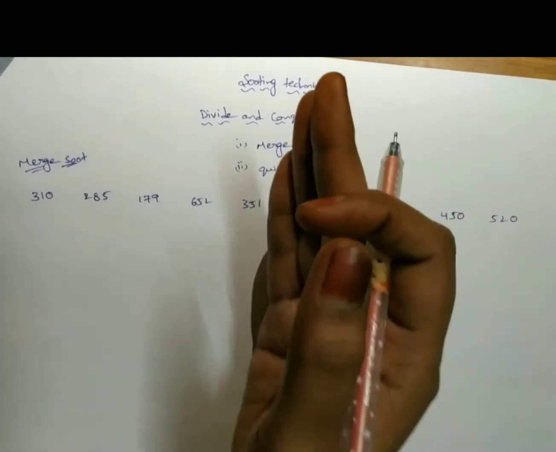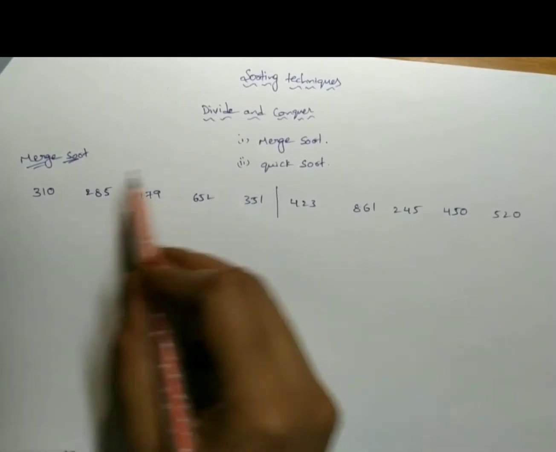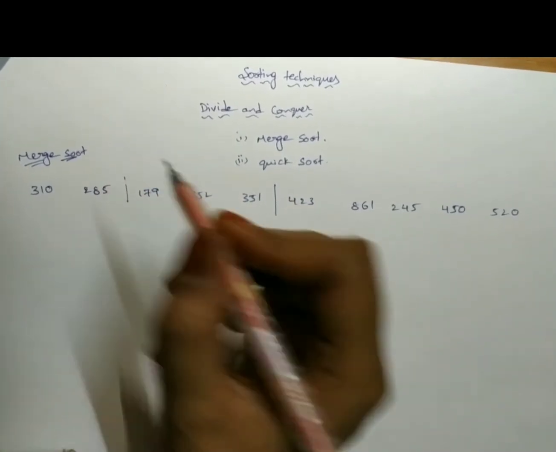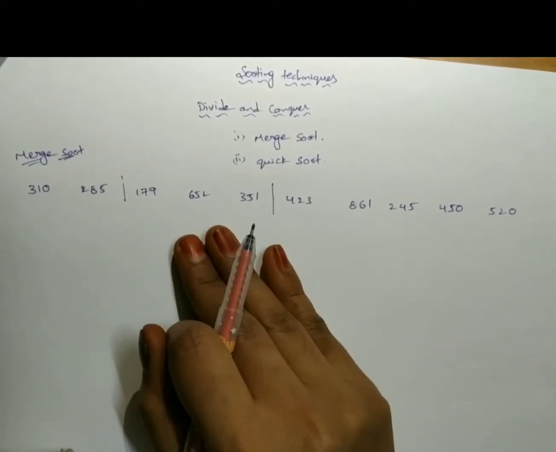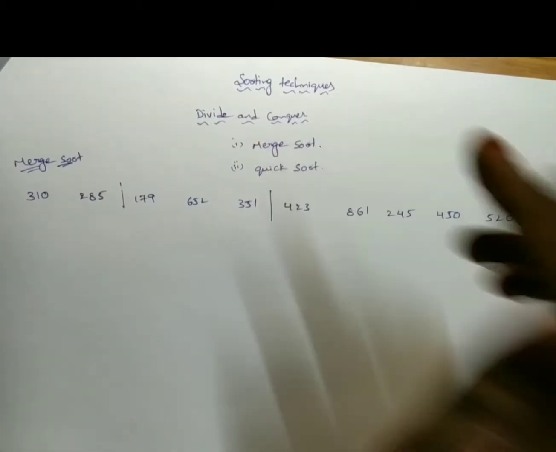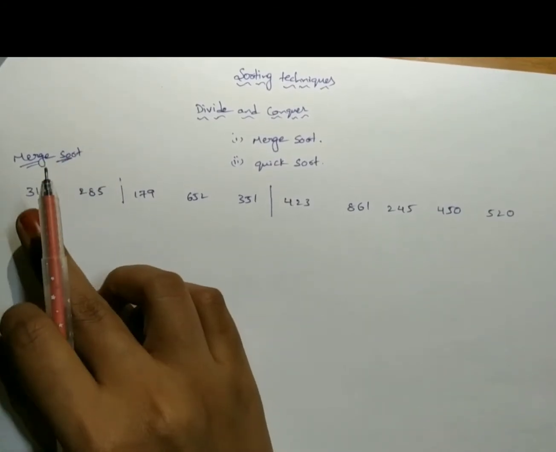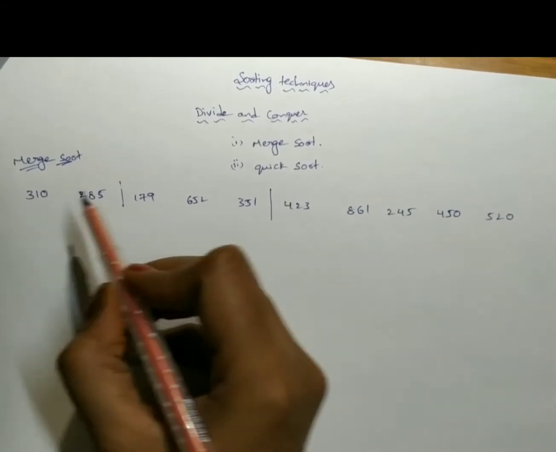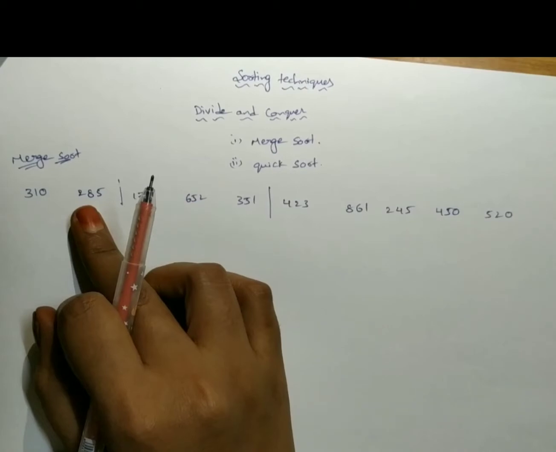Okay, first consider this set. Here we have 5 elements. Here also I am dividing it into two halves, one set with 2 elements and the second set with 3 elements. Now I am performing the merge sort operation. In this operation, first you need to consider the first element. See, the first element is 310 and the second element is 285. 310 will be compared with 285.